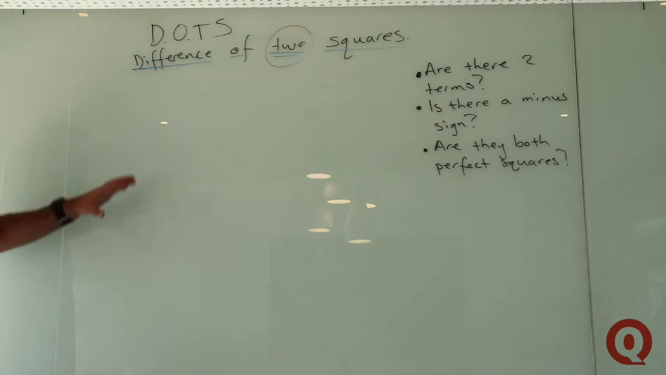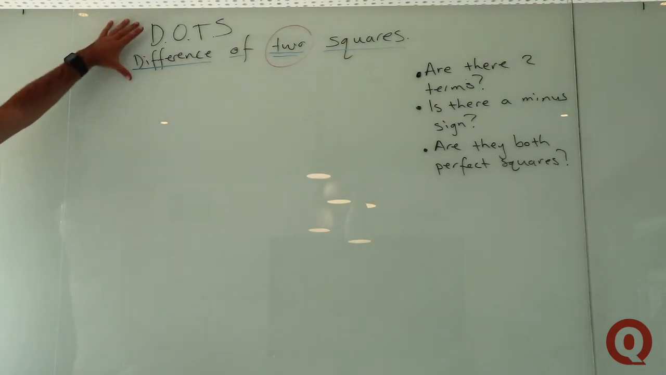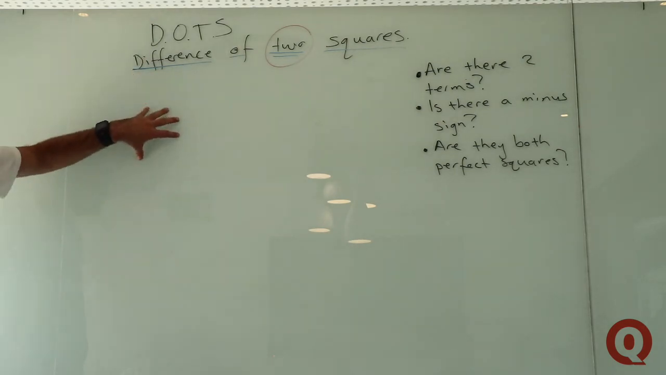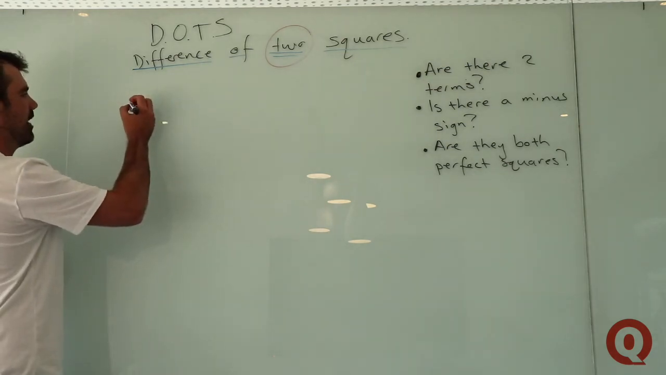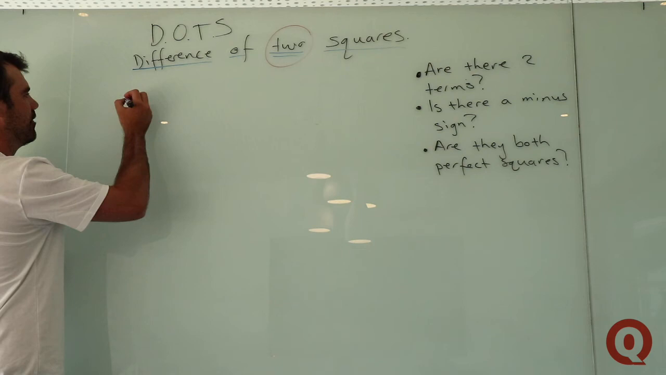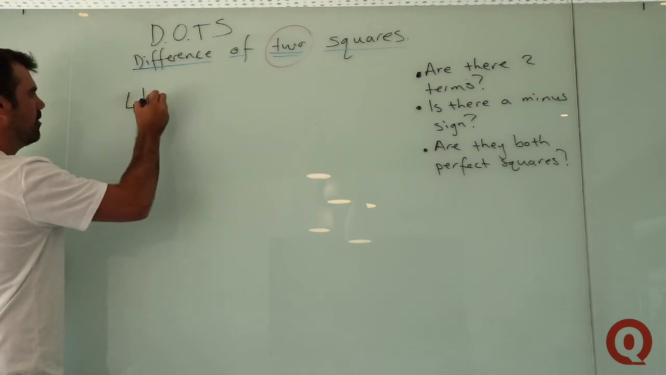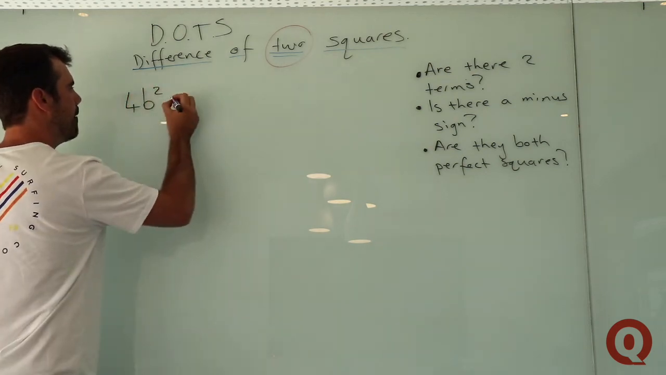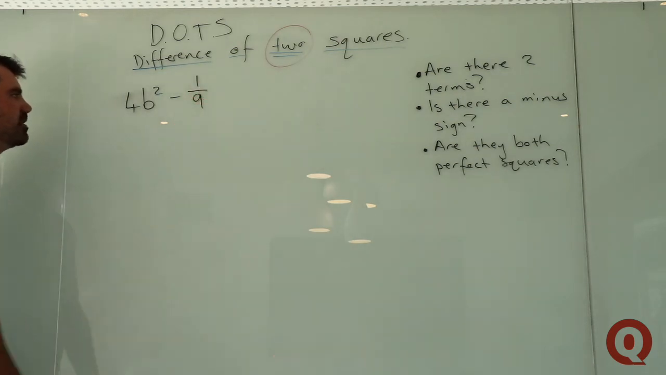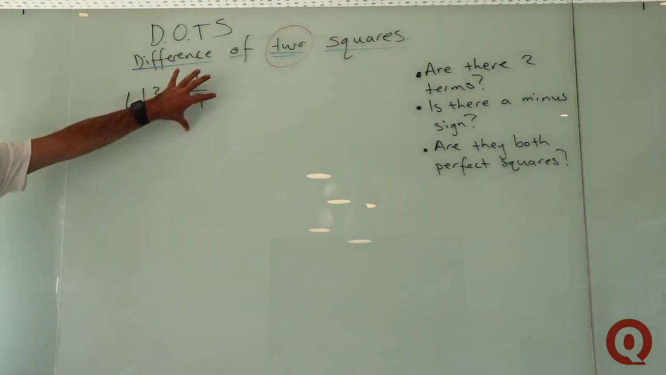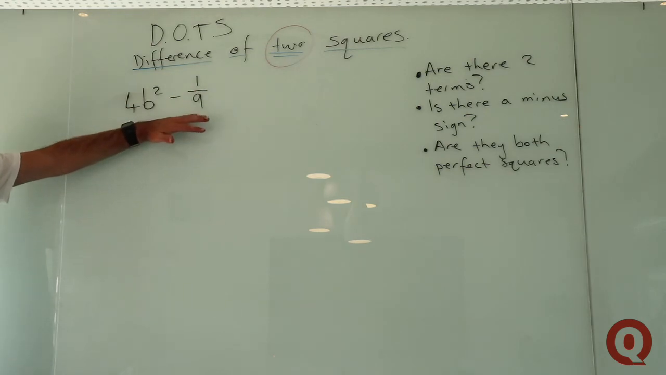Right, lastly, for the difference of two squares, what I'd like to incorporate is a fraction. So, fractions are always something that sort of freaks people out, so let's deal with that one. If we have 4b squared minus 1 over 9. Alright, so now we got 4b squared minus 1 over 9. We've now incorporated the fraction.